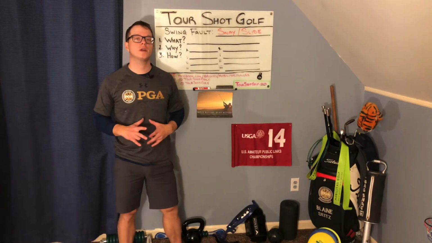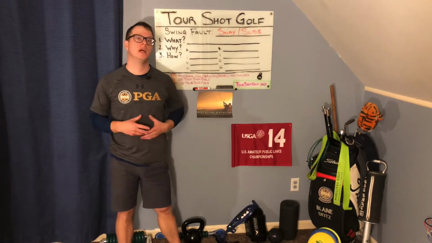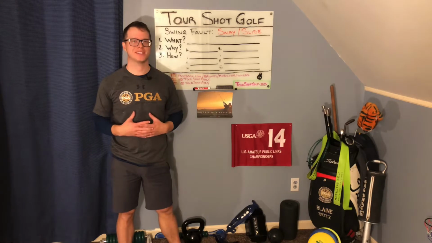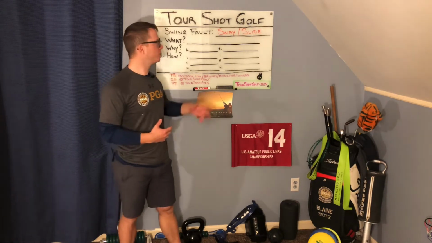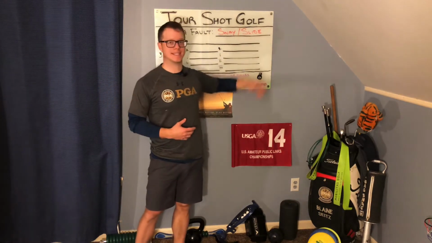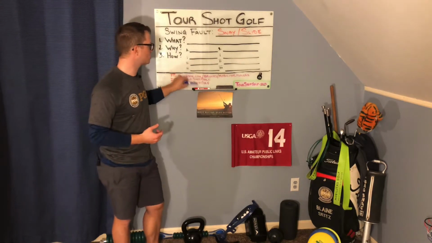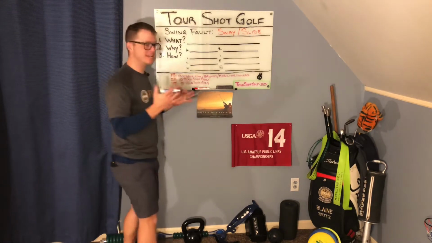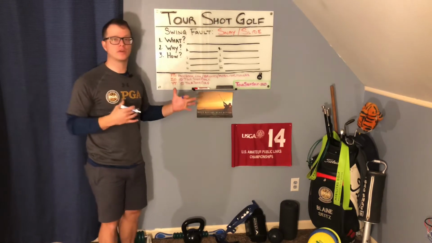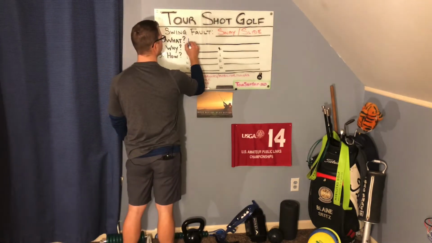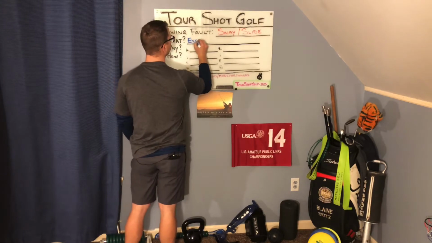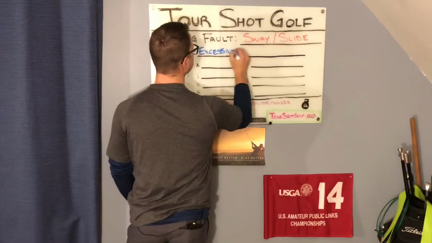In this video, we're going to take a look at two of the most common swing faults that kind of go hand in hand, and they're known as the sway and the slide. And what we're talking about when we're talking about swaying and sliding is excessive lateral motion. So what does that mean?